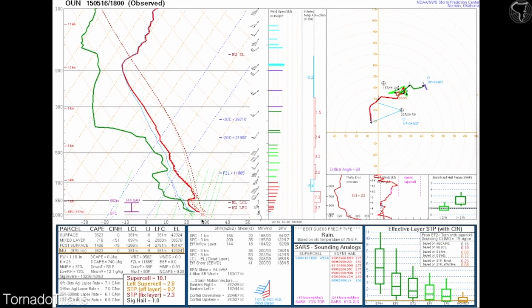But if you take a look, it's dry. When you start a mean layer average parcel, you're going to end up somewhere up in here, and then you just start lifting it. It's not much CAPE. And so that's what happens oftentimes.